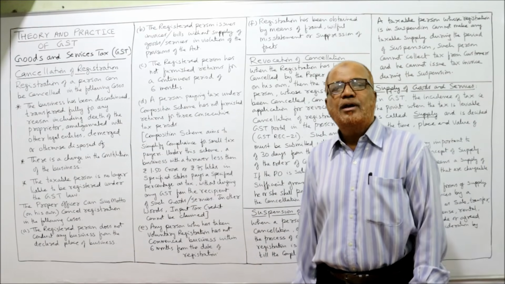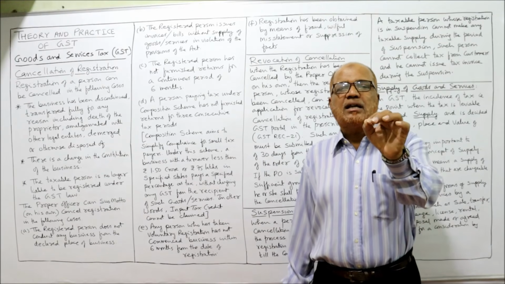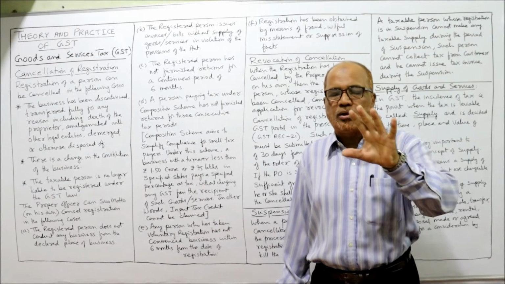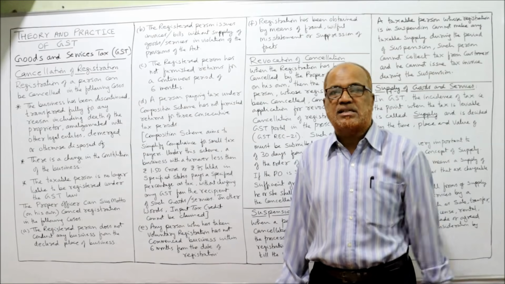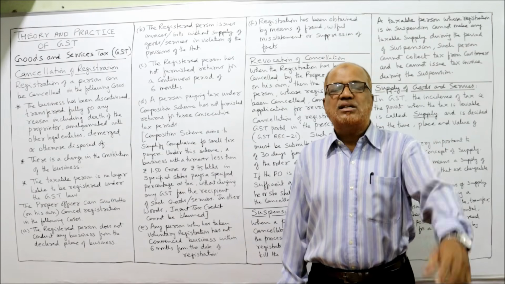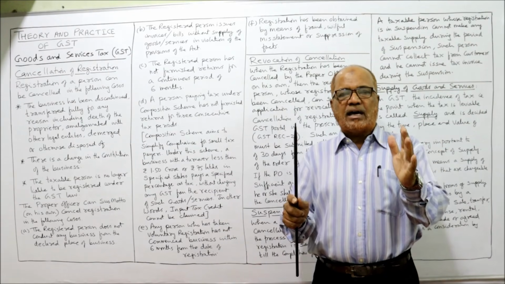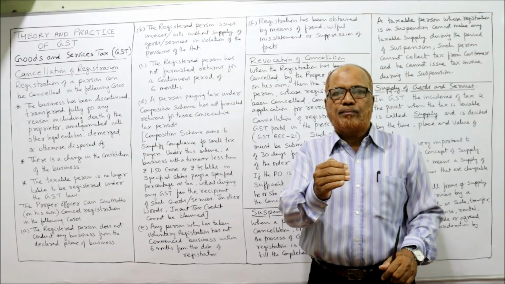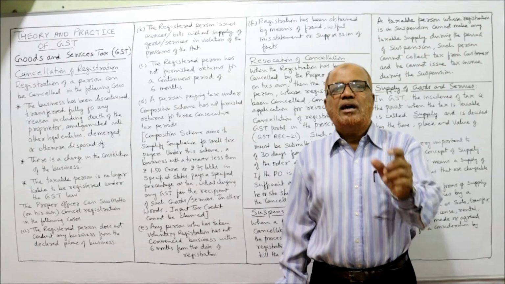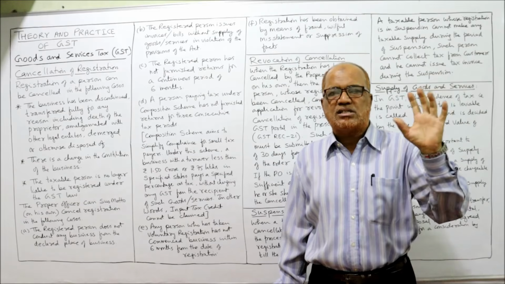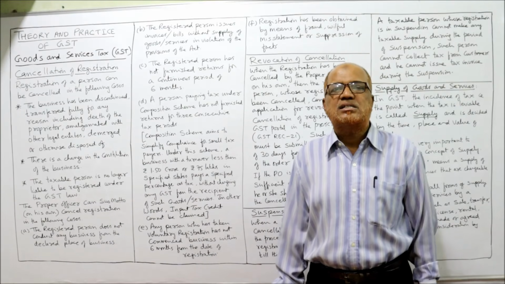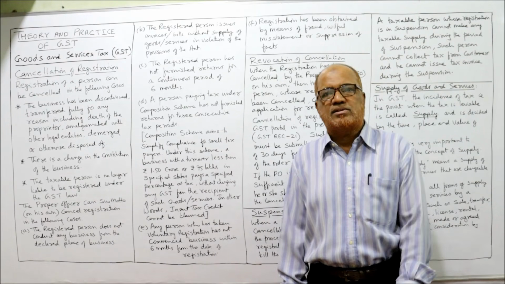If a person whose aggregate turnover is below 1.5 crore, or below 75 lakh in specified states. In some specified states the threshold is 75 lakh; for other states it is 1.5 crore. So if the aggregate turnover is below this threshold limit, then the person can apply for the composition scheme. When he is registered under the composition scheme, he has to pay a small percentage of GST, without charging any GST from the recipient of goods and services.